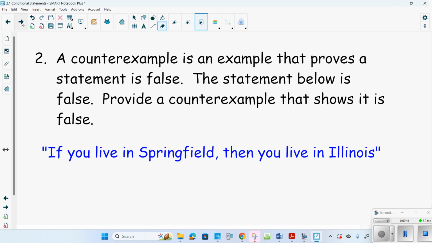The next one, and this is something we'll be talking about throughout this section, is a counterexample. It's an example that proves a statement to be false. If you live in Springfield, you live in Illinois. Now, with that being said, are there other Springfields? Is there a Springfield, Missouri, or another Springfield besides one in Illinois? And the answer is yes, there are other Springfields throughout the country. So that would be your counterexample. It's an example that makes something false.